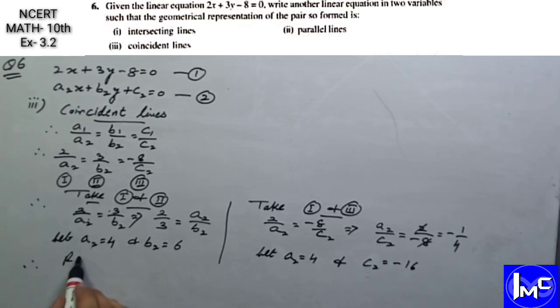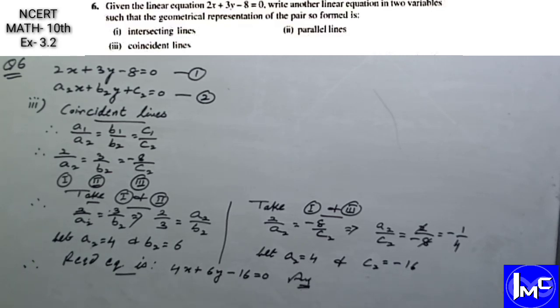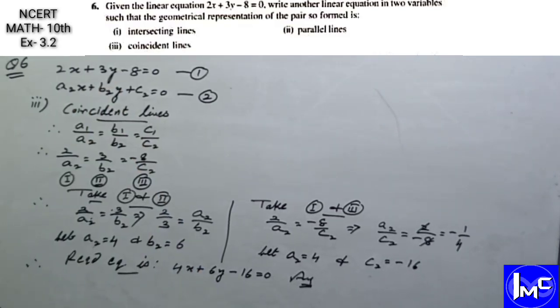Therefore the required equation is a2x, that is 4x, plus b2y, that is 6y, plus c2, -16, is equal to 0. And this line will be coincident with line number 1. And it completes question number 6.